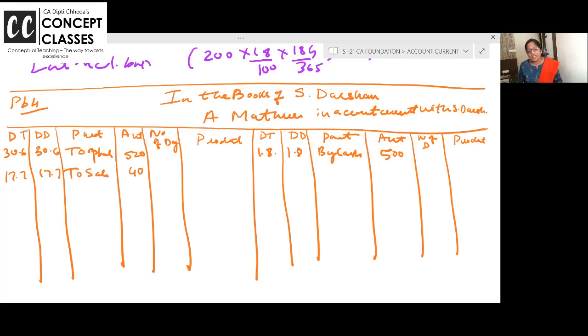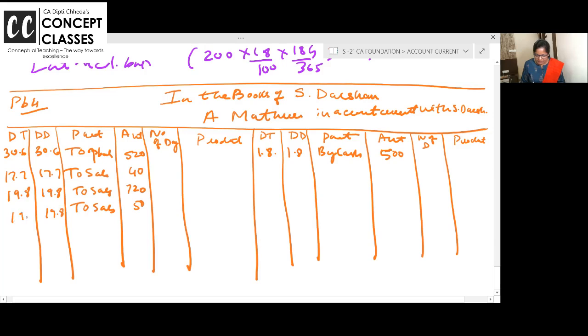Next. 19th of August, again goods are sold. And this time they are not giving 1 month's credit and all. So date of sale is only the due date. One more, goods are sold 50. To sale. September 1. Cash is received from A. Mathur 400.